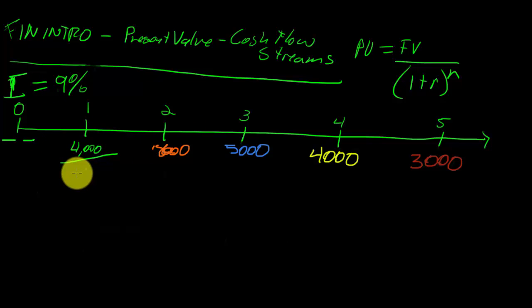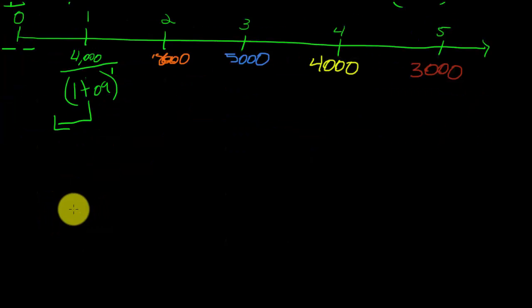This 4,000, if I discount it, I divide as if I'm calculating one present value at a time. So that's going to be 1 plus 0.09 to the first, because it's only 1 year. I'm going to bring it down here to make it a little cleaner, and scroll out of the way so we have more space. This turns into 3,669.73. And so that's just one simple present value equation.